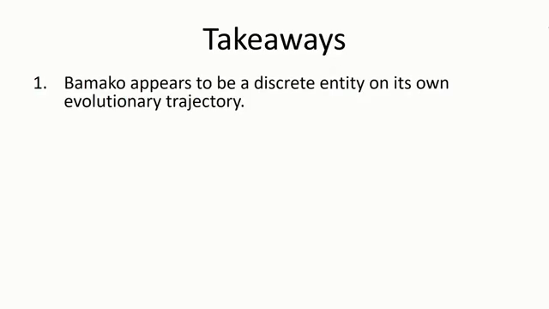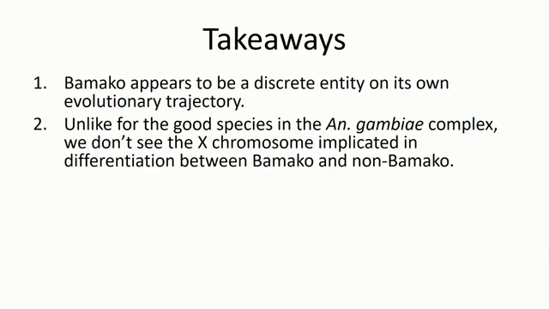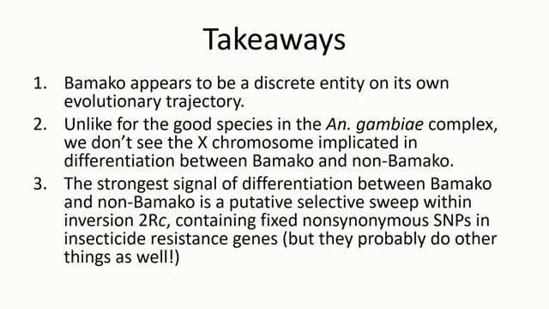So to conclude, in keeping with previous studies, Bamako appears to be a distinct entity on its own evolutionary trajectory. Unlike for the good species in the complex, we don't see the X chromosome implicated in this differentiation. What we do see implicated is what appears to be a selective sweep between Bamako and non-Bamako in inversion 2RC. This putative selective sweep contains fixed non-synonymous SNPs in known insecticide resistance genes, but these genes are probably doing other things as well. So our approach has been able to identify a really interesting candidate region, but now we need follow-up studies to figure out what these genes are doing and to look at their phenotypic impact in Bamako.